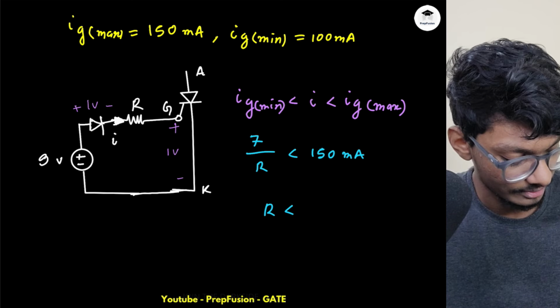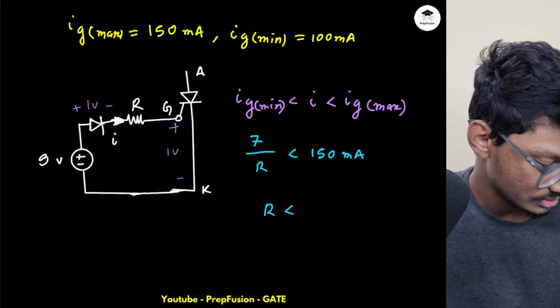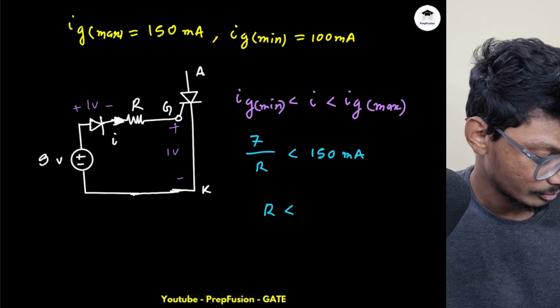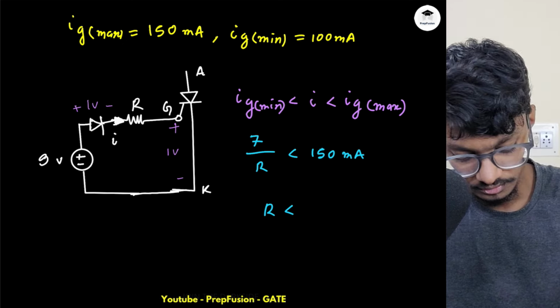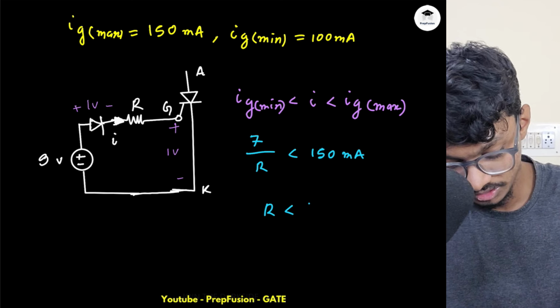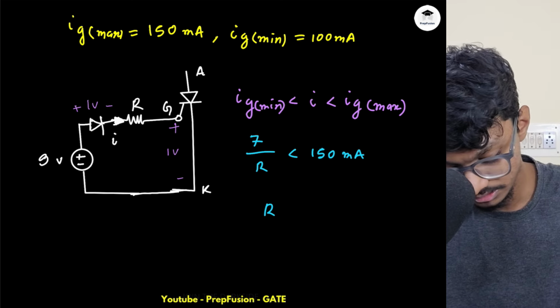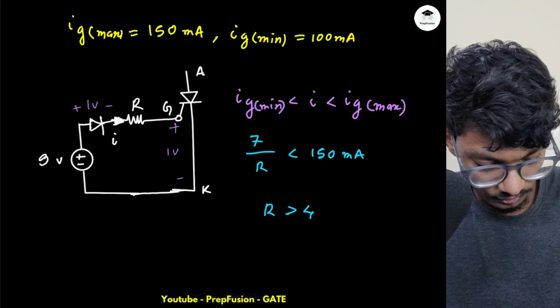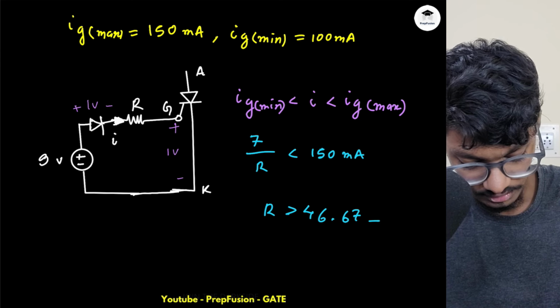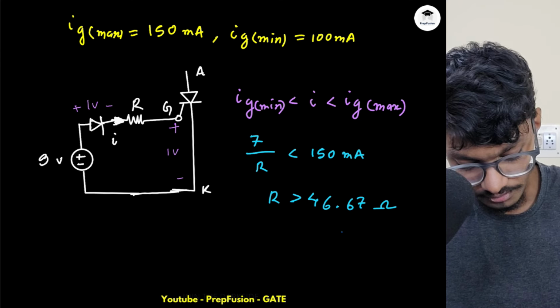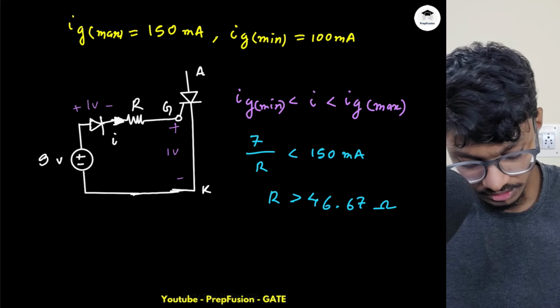Let me just compute it real quick. So this will be 7 divided by 0.15, which is 46.67. R will not be less, because R will go on that side, so R will be greater than 46.67 ohms. Now what about the other case?